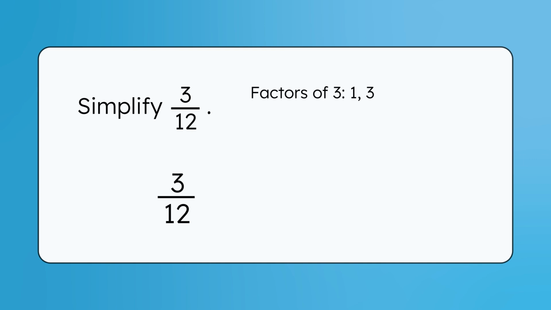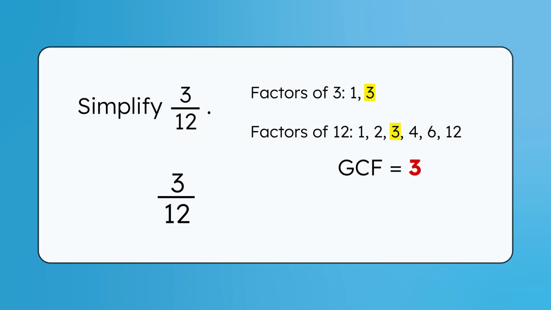1 and 3 are the factors of 3, and 1, 2, 3, 4, 6, and 12 are the factors of 12. What is the greatest number in both lists? 3. That means it's the GCF. We divide both the numerator and the denominator by 3 because 3 is a common factor for both numbers. 3 divided by 3 equals 1, and 12 divided by 3 is 4. So 3 12ths simplifies to 1/4.